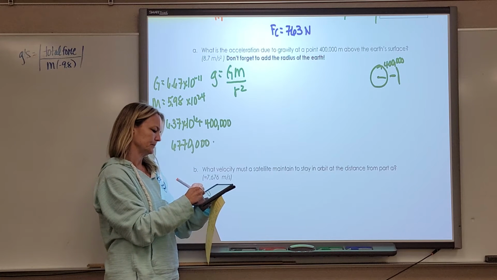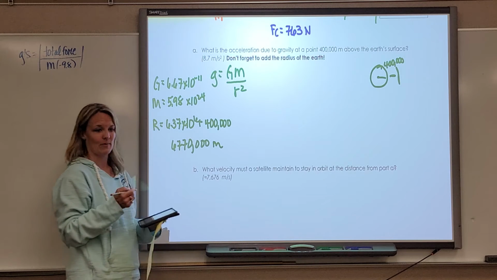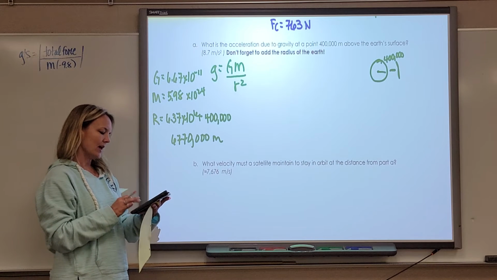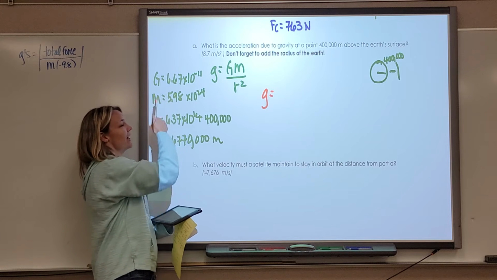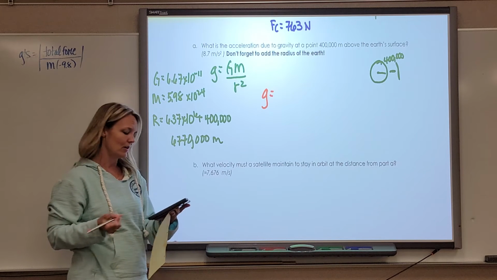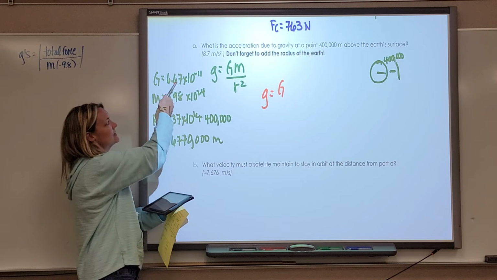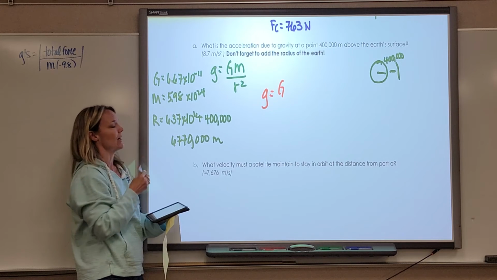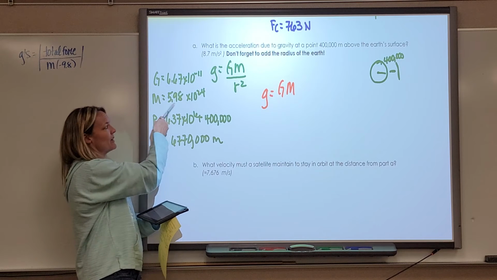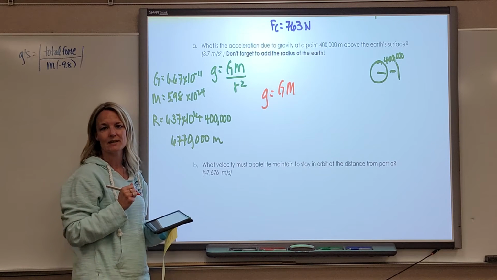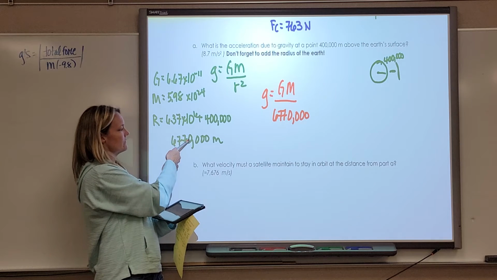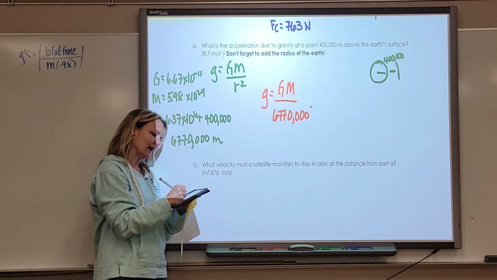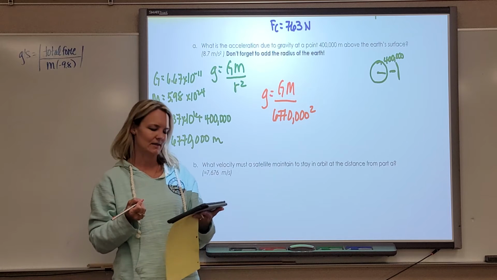6,770,000 meters. Okay, I now have all of my numbers. Once again, you can write them all in when you're going to solve for it, or you can use G and M because that's how you have them saved in your calculator. So I need to take G, 6.67 times 10 to the negative 11. I need to multiply it by the mass of the Earth, 5.98 times 10 to the 24th, and I need to divide that by the radius that I am currently working with, the 6,770,000, but I have to remember to square the radius at the bottom.